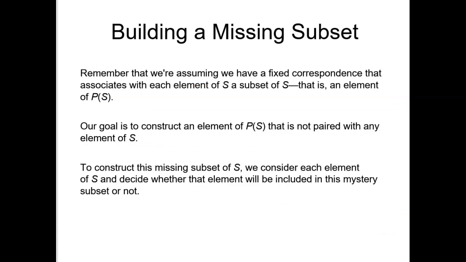Recall way back in that last section that we found out there were more real numbers than natural numbers by proving that there was a missing real number. We're going to do the exact same thing here. We're going to construct an element of the power set that is not paired with any element of S. To construct the missing subset, we're going to do the same thing that we did in dodgeball, the same thing that we did in that missing real number. We're going to consider each element of S and decide whether it's in our mystery subset or not.